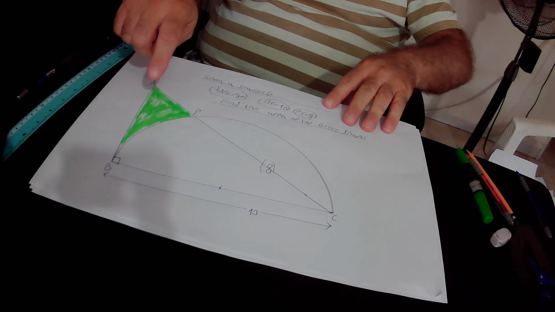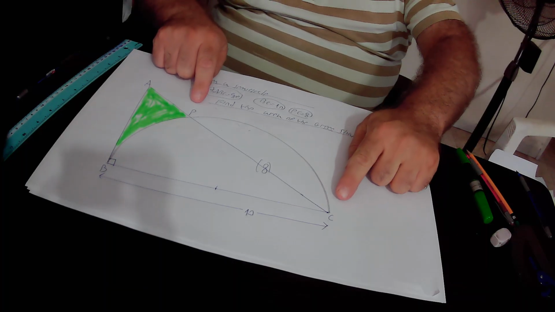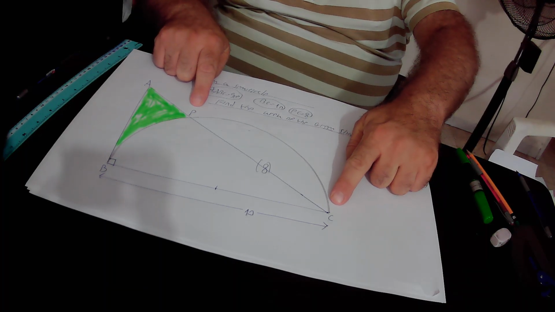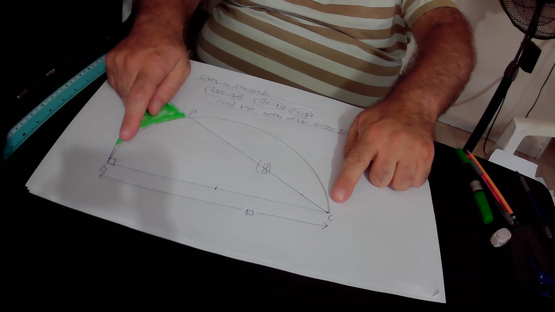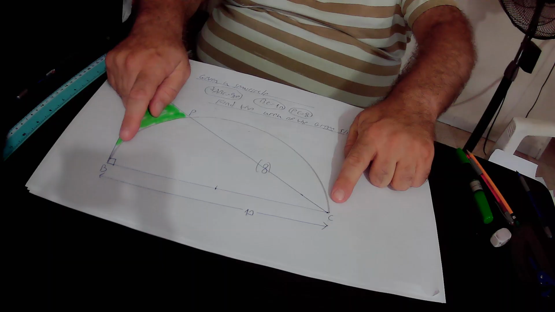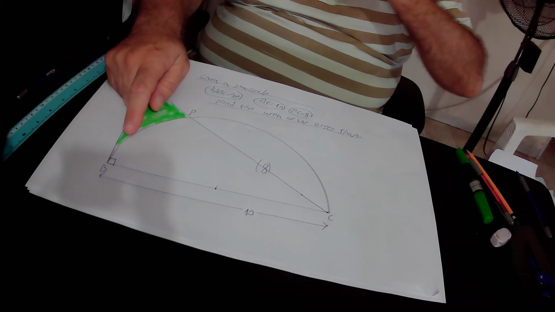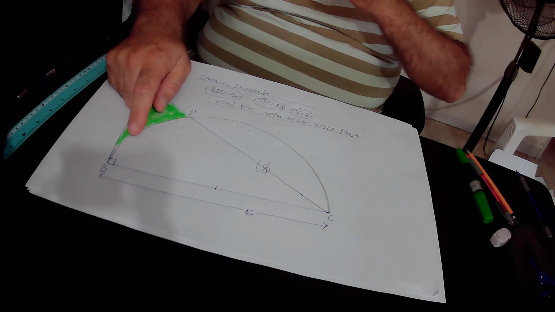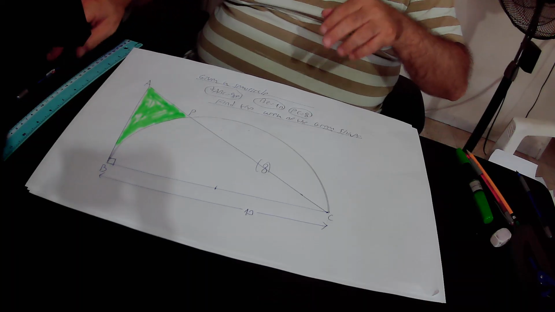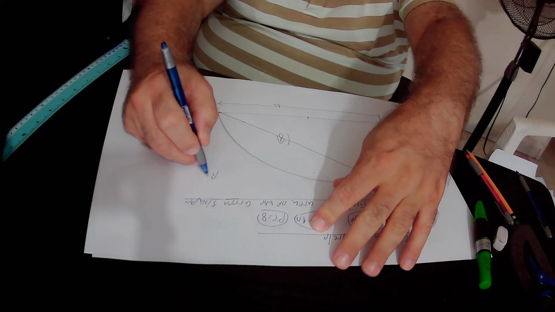In the drawing we have a semicircle. We know that chord PC equals 8 units in length, BC equals 10 units in length. Actually BC is the diameter of the semicircle, so we know that the diameter is 10, therefore the radius must be half of it. The radius must be equal to 10 over 2, that is 5. So the radius of the semicircle is equal to 5 units in length.